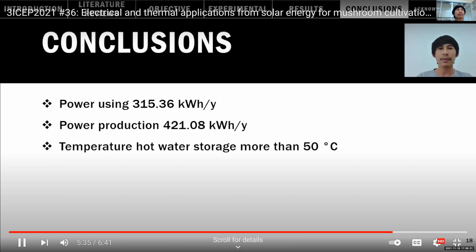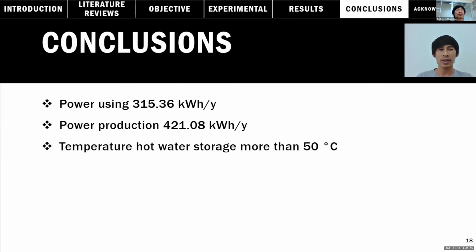system. The requirement of electricity for the conditions control system is 315.36 kilowatt-hours per year. The solar panel produced 421.08 kilowatt-hours per year of electricity, which is enough to use for the conditions control system in the mushroom house. The hot water production system produces 200 liters of hot water at a temperature of more than 50 degrees Celsius, that is used to extract heat from the environment in the mushroom house by a heat exchanger.